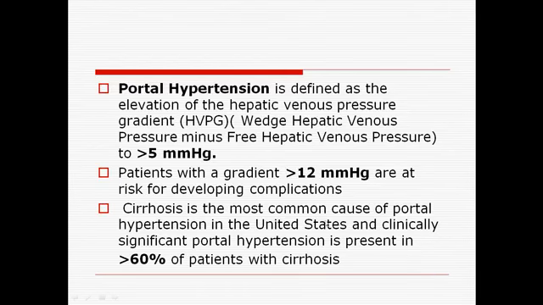Cirrhosis is the most common cause of portal hypertension in the United States, and clinically significant portal hypertension is present in more than 60% of patients with cirrhosis. So whenever we find a patient of cirrhosis, we have to think of development of portal hypertension. If there are splenomegaly, ascites, and other stigmata of CLD, we have to think that portal hypertension has developed.